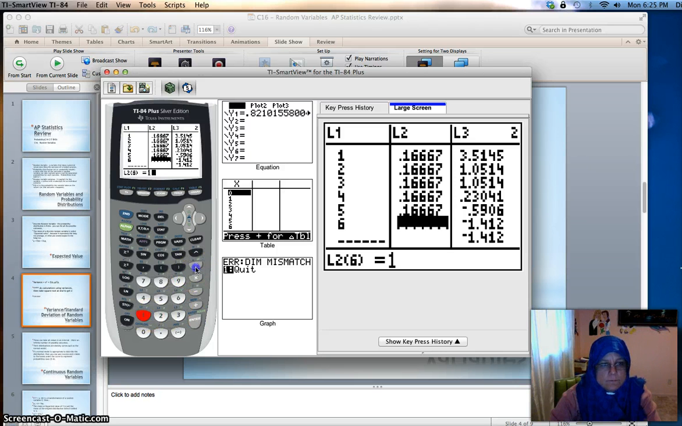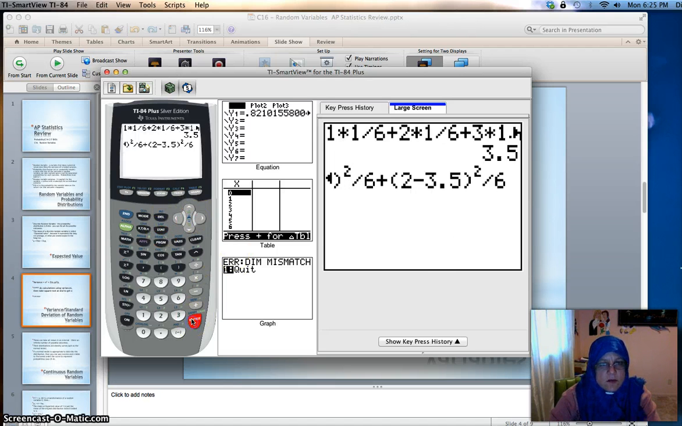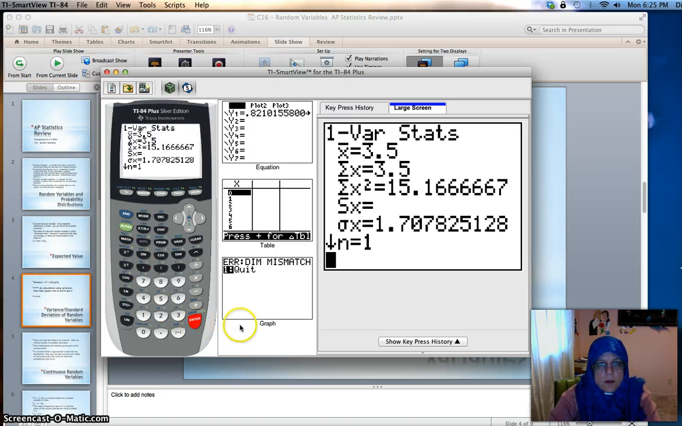Okay, once you have those in your list, then you can go to stat calc 1var stats. I've got a bunch of stuff on my screen there, so let me clear that out first. Okay, so stat calc 1var stats L1 comma L2. And so here is the expected value, and here's the standard deviation. Okay, and of course if you need the variance, you can just square that to get the variance.